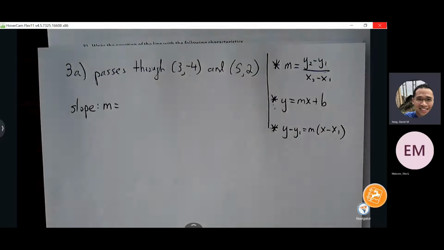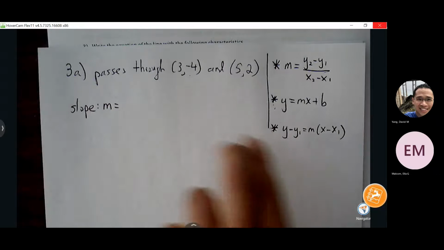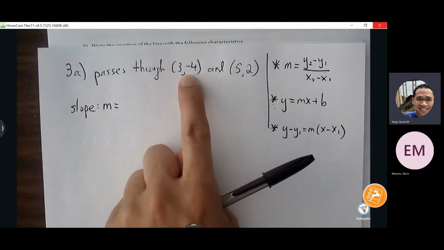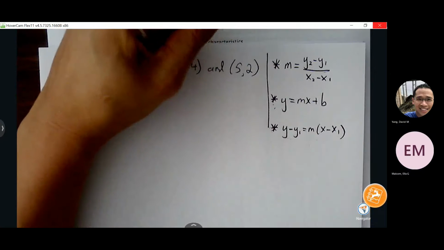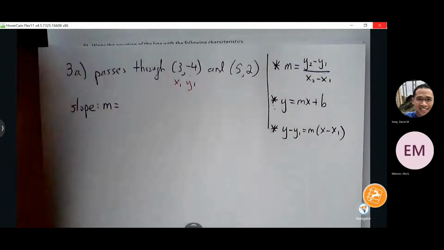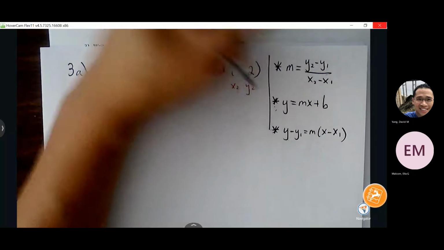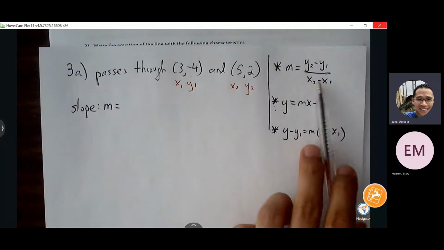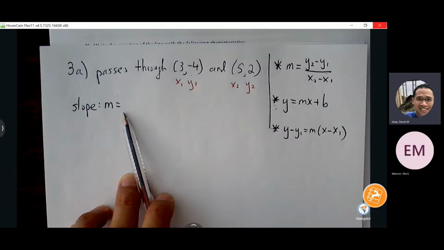Okay, so how can we find the slope between these 2 points? We can just choose a point and call it x1, y1. And the second point, we can just call it x2, y2. And then we can do rise over run, changing y over changing x, to build the steepness of this line.